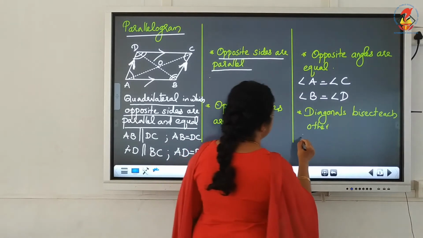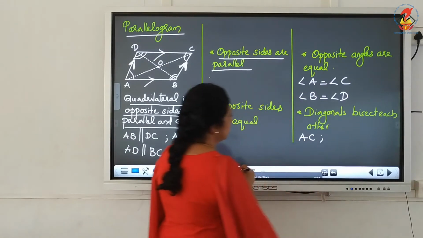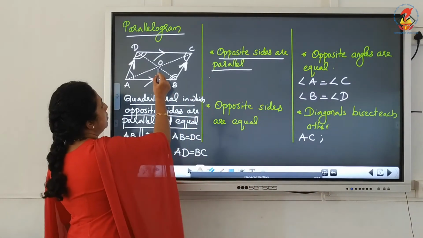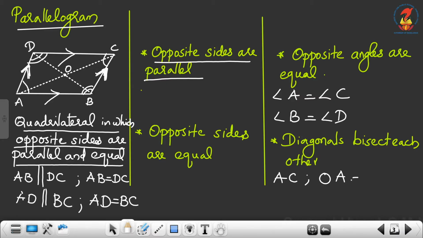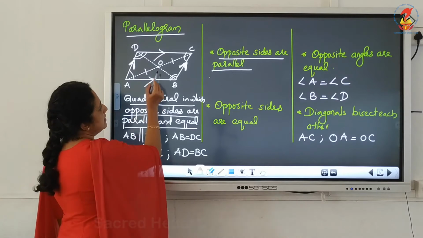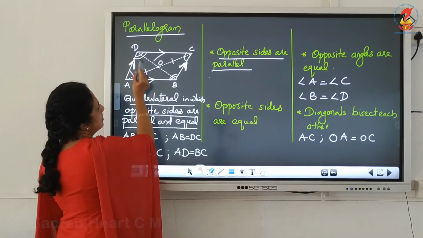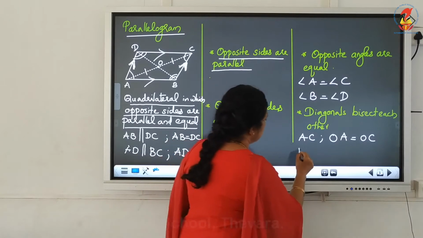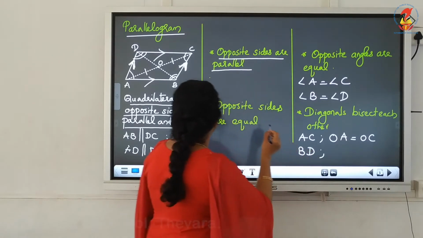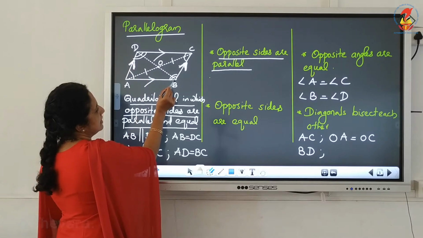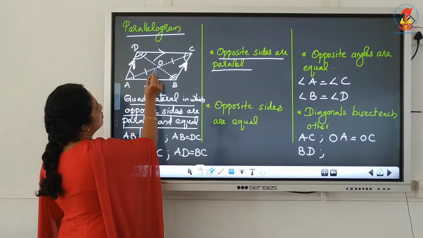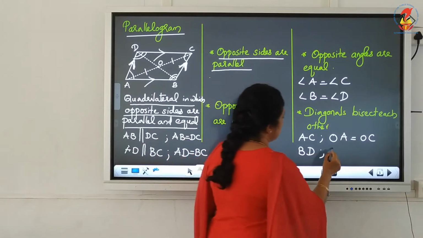So, the first diagonal is AC. The point O divides the diagonals into two equal parts. That means OA equals OC. So, these two parts are equal. Then again, consider the other diagonal, BD. When you consider the diagonal BD, you can see that the point O divides the diagonal BD into two equal parts. That means OB is equal to OD.